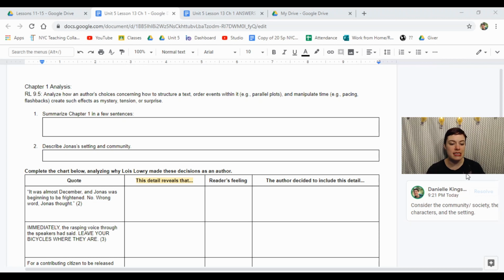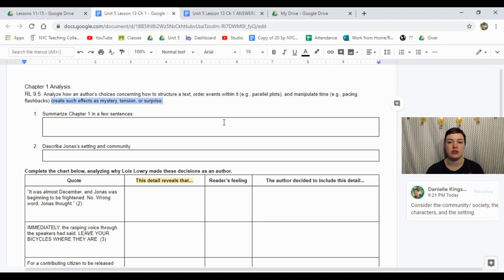So today's standard is analyze how an author's choices concerning how to structure a text, order events within it, such as parallel plots, and manipulate time, such as pacing or flashbacks, create effects such as mystery, tension, or surprise. That create effects thing should be familiar to you. This is something that we have done multiple times. We talked about it with tension. We talked about it with wonder. Actually saw wonder in someone's thinking guides today. So that part's not new.